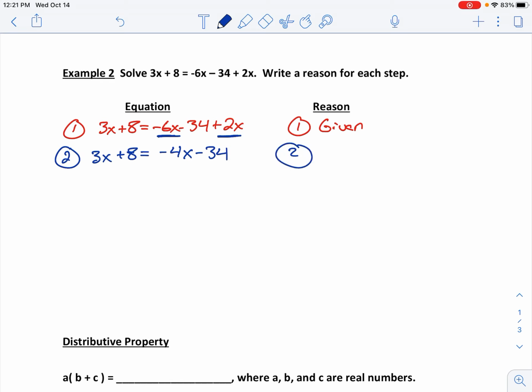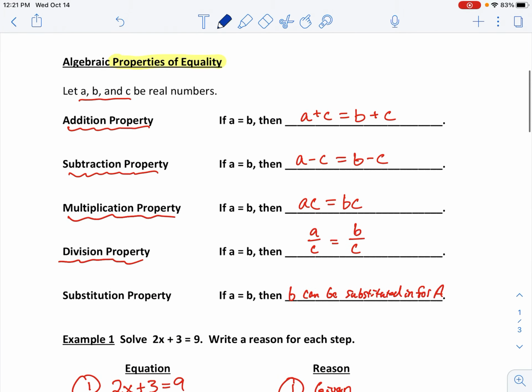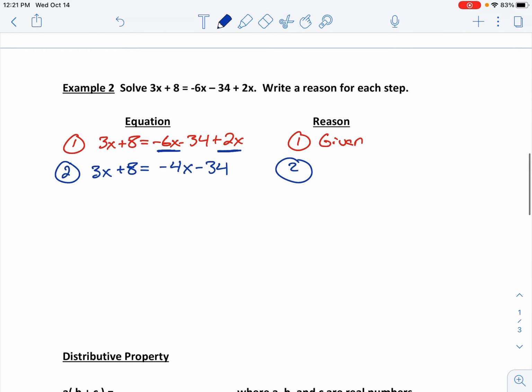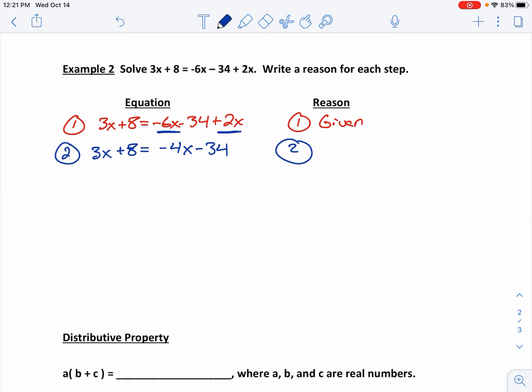Now, I know some of you might be thinking, okay, you added those together, Mr. Keeney, but remember the addition property says I have to add the same thing to both sides, adding c to both sides. And in this case, I did not add the same thing to both sides. All I did was take the two like terms and add them together. So our reason for this, and you've heard this, I'm sure, before in your algebra class, is combine like terms. I combine like terms, negative 6x and 2x together.